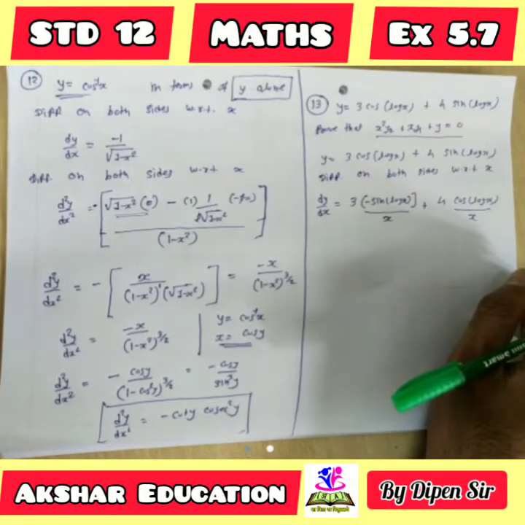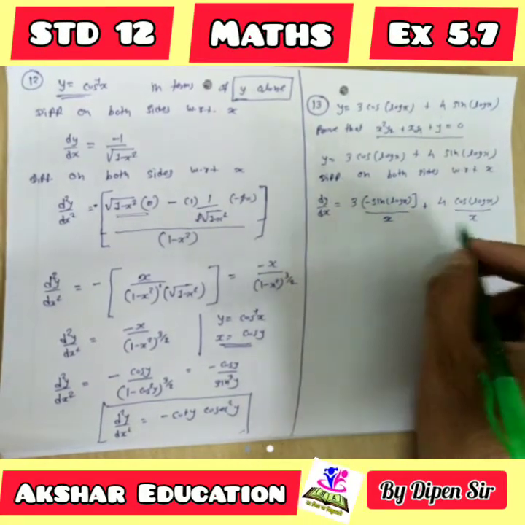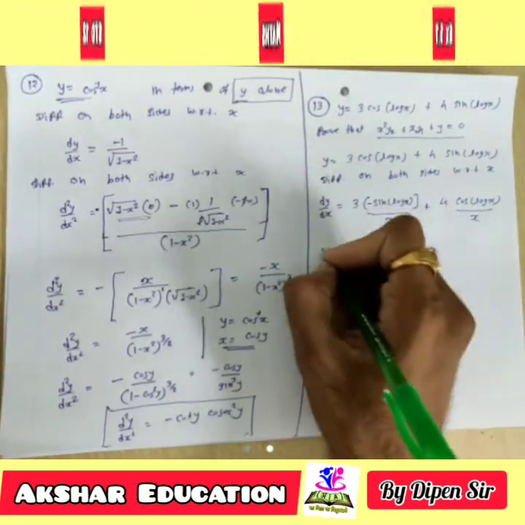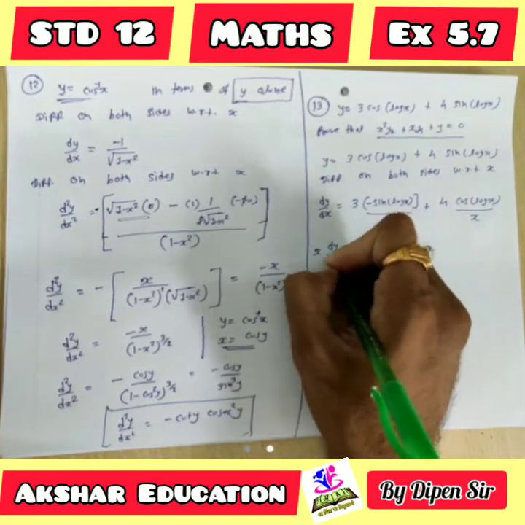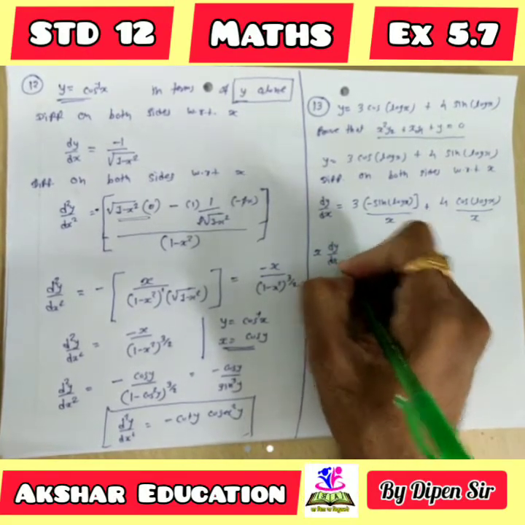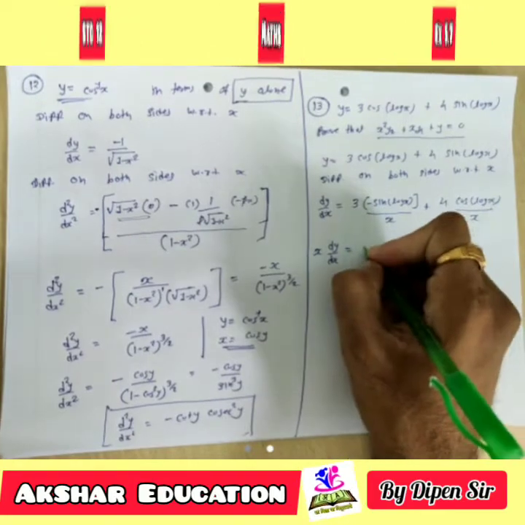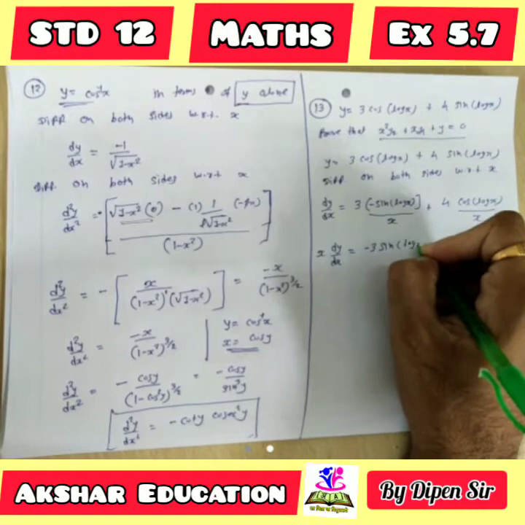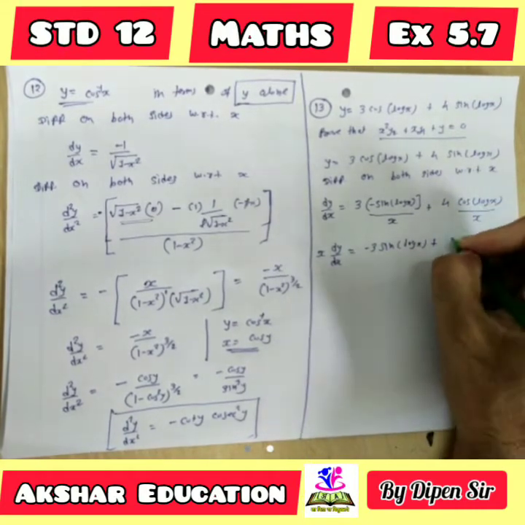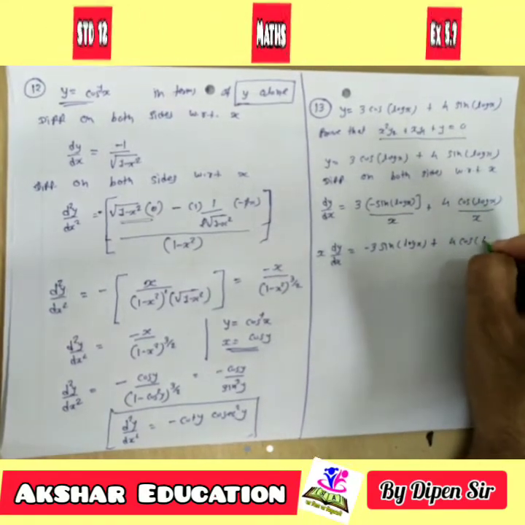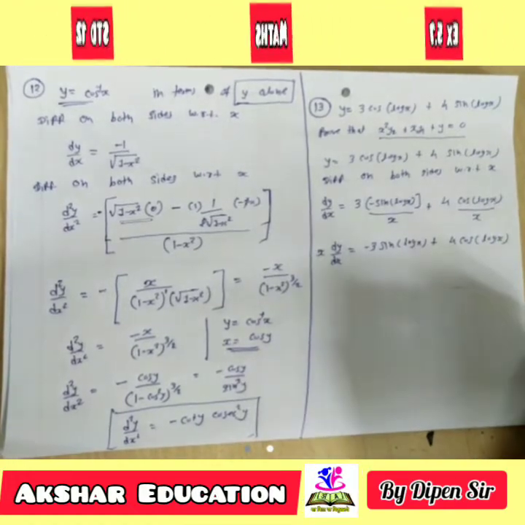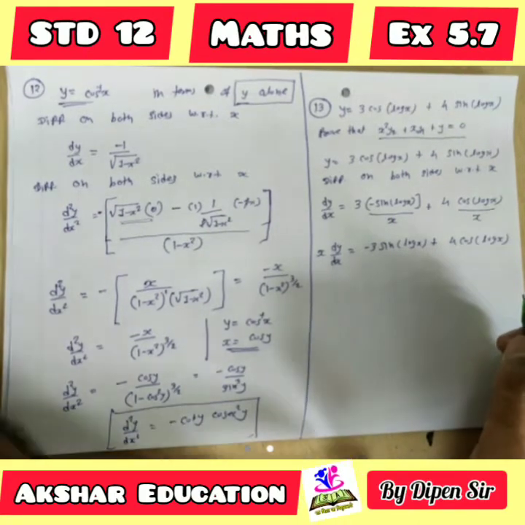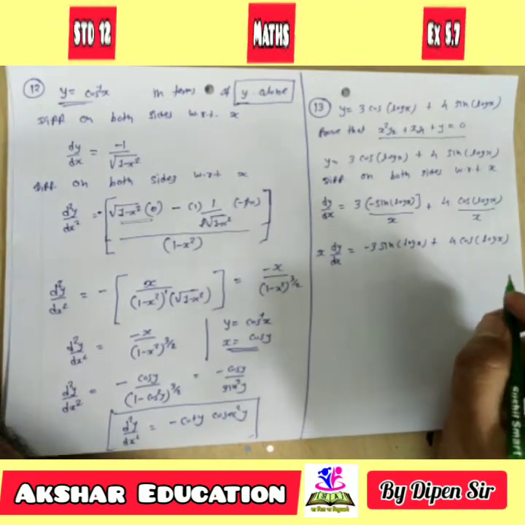Now in the next step we are taking this x common. So x is common, and that x will multiply with this dy by dx. So this will be x into dy by dx, and that is equal to minus 3 sine of log x plus this one is 4 cos of log x. Done. So this is first order differentiation. We have to find the second order differentiation.